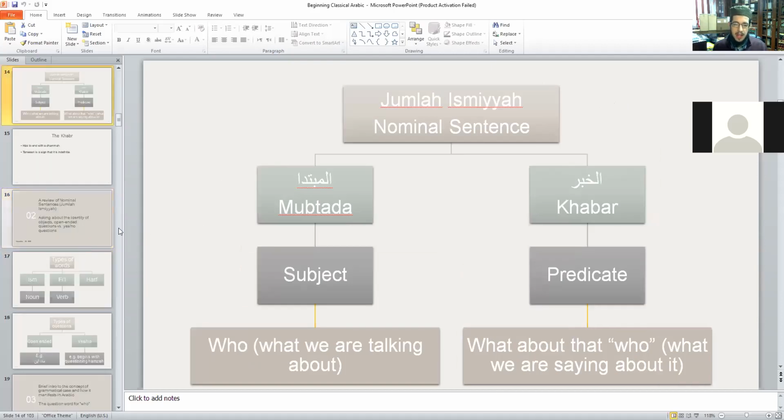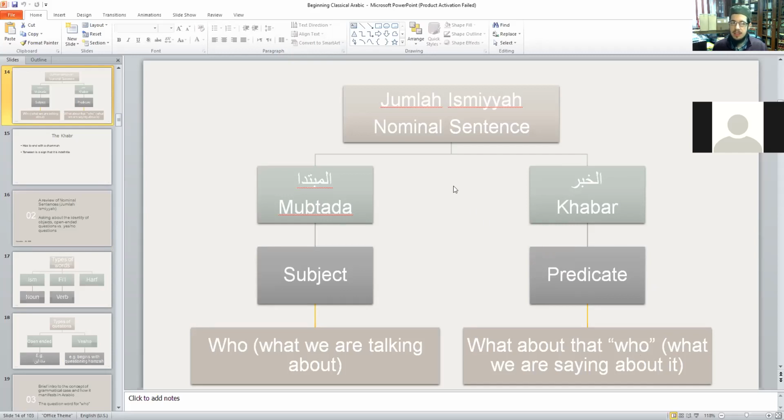The first part of our class, we focused in on one of those two types of sentences. We focused in on the jumla ismiya, the nominal sentence, the sentence that begins with a noun. The jumla ismiya, the nominal sentence, has two main parts.